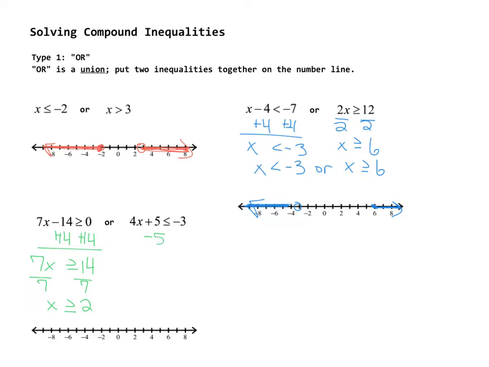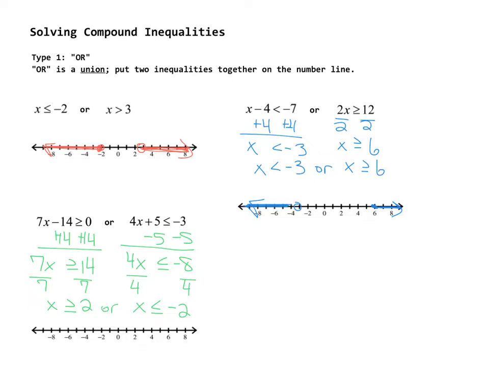I'm going to solve the next one. Subtract 5 from both sides. 4x is less than or equal to -8. I'm going to divide both sides by 4. X is less than or equal to -2. Okay? So we've got to put the word OR in there. That's part of it. We got to have it.